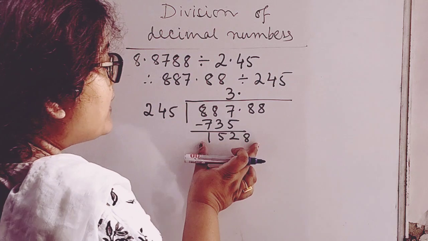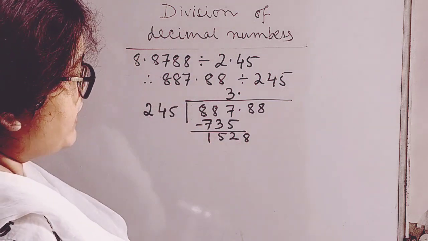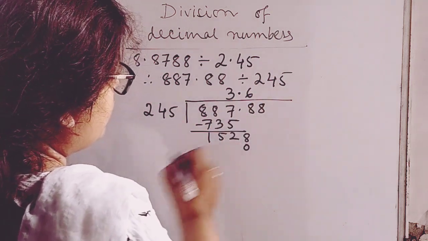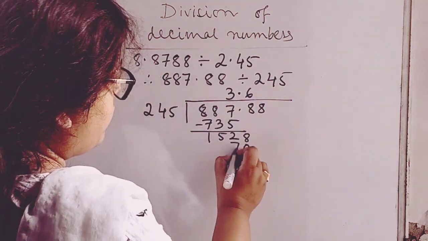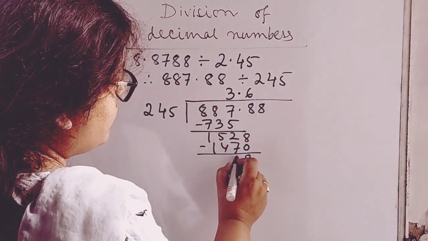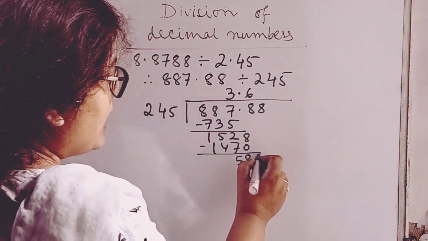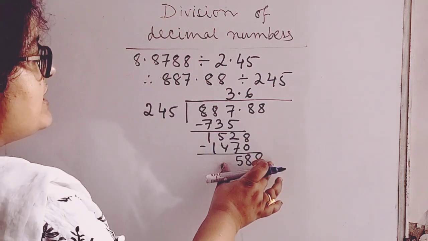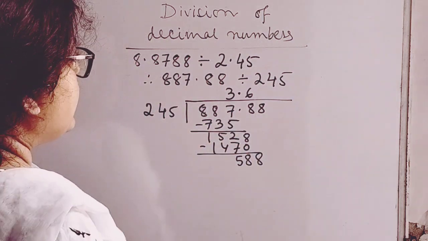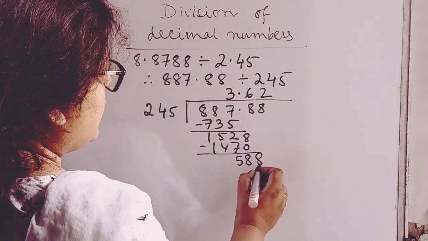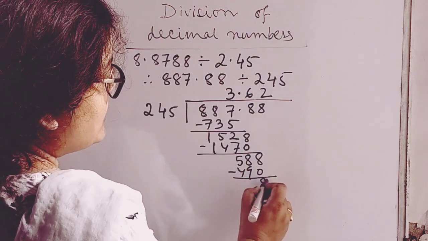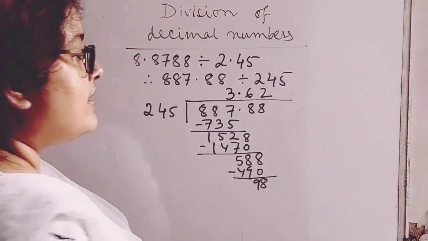Now as if we are dividing 1528 by 245, how many times will it go? I think 6 times. So 0, 3 is there. 7, 2 is there, 1470. After subtraction we get 58. Now the last 8 will come down, 588. How many times will this 245 go in 588? I think it is 2 times. So this is 90, this is 4. And after subtraction we get 98.